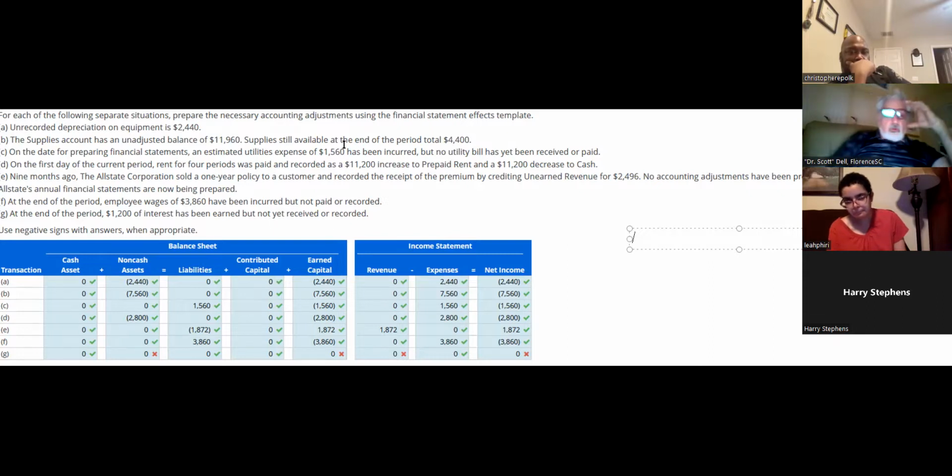All right, let's take a look at the last set of transactions, and then I want to make a comment about interest rates. At the end of the period, 1,200 of interest has been earned but not yet received or recorded. Okay, so I've earned it. There might be a note: I gave some money to somebody and they're paying me back after the year end. It's like wages. Wages were incurred. Interest expense was incurred by whoever I gave the money to. I've got interest revenue on my books.